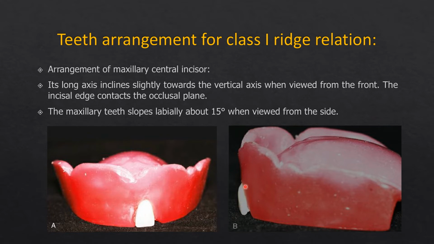The maxillary teeth are also set at a 15-degree angulation when viewed from the side, that is, they are slightly sloping. That is why the maxillary rim also has a slight proclination at the time of the jaw relationship. This inclination is necessary to ensure that there is a proper overjet between the maxillary and the mandibular anterior teeth in a class 1 relationship, which is generally we have to keep around 2 to 3 mm of overjet.